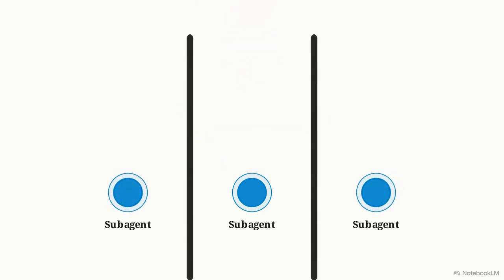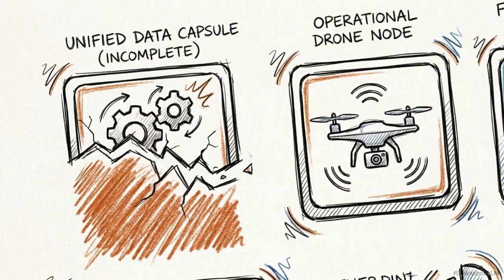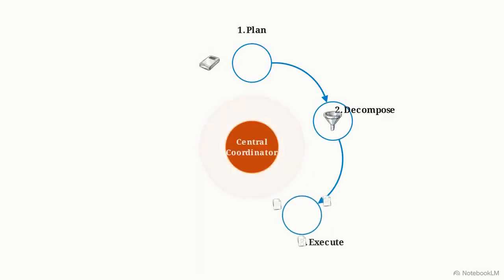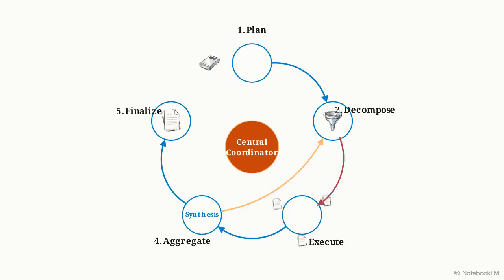They do not know other subagents exist, meaning they cannot coordinate laterally to fill knowledge gaps. If the central orchestrator omits a crucial detail during the initial handoff, the subagent simply does not have it. The entire success of the worker relies strictly on the precision of its instructions. The orchestrator manages this structural isolation through a 5-step operational loop.